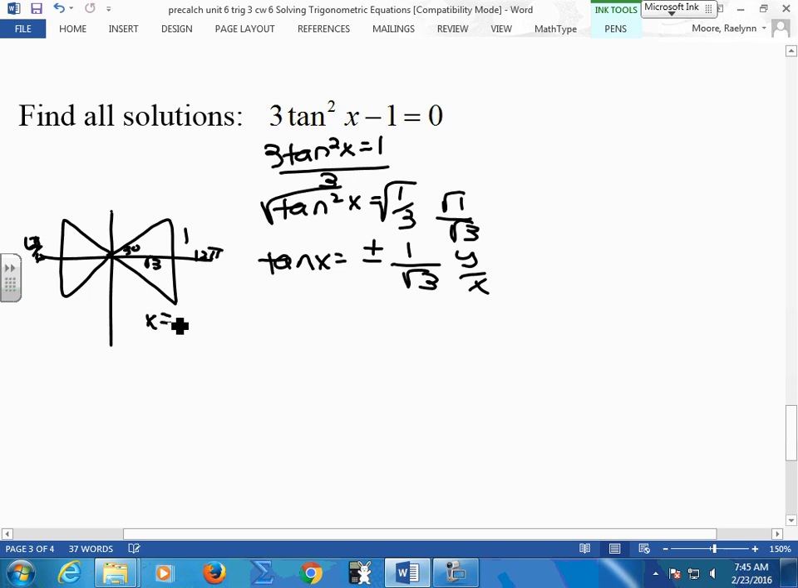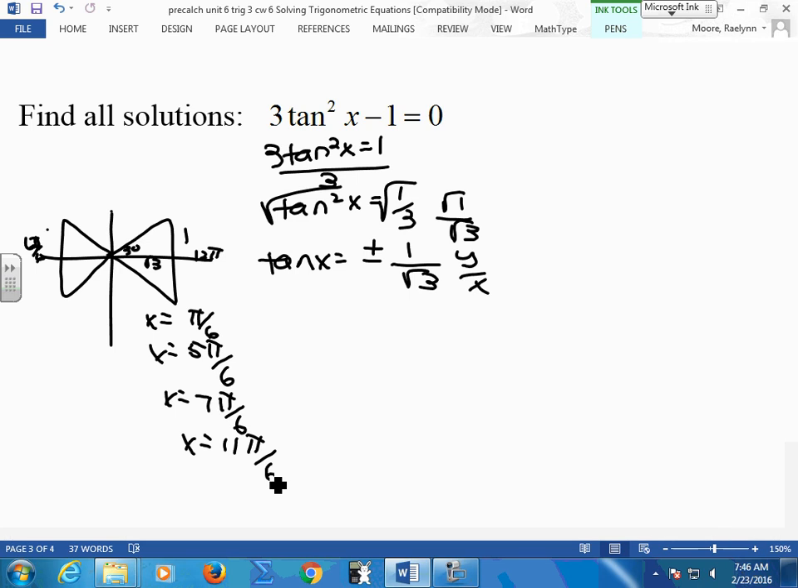So normally I would say 1 pi over 6. I would say 5 pi over 6. I would say 7 pi over 6. Then I would do the last one, 11 pi over 6. I would have 4 angles from 0 to 2 pi, right? Yeah. So now, I need to do all solutions.